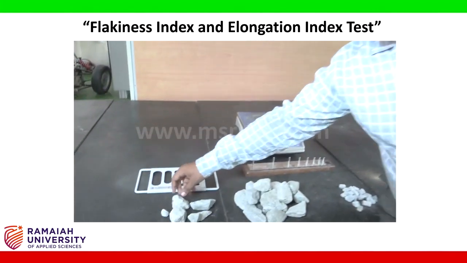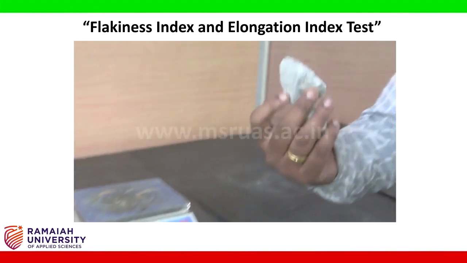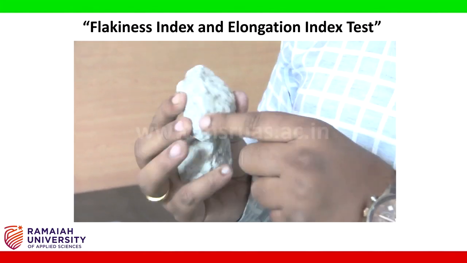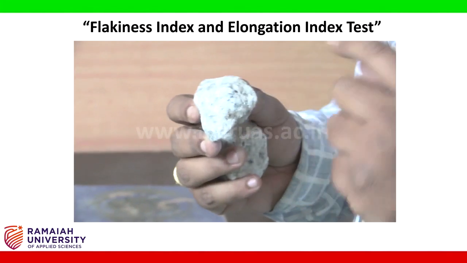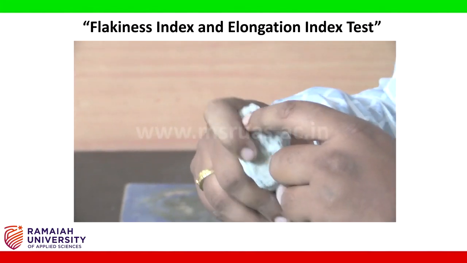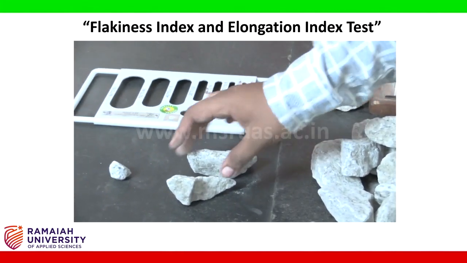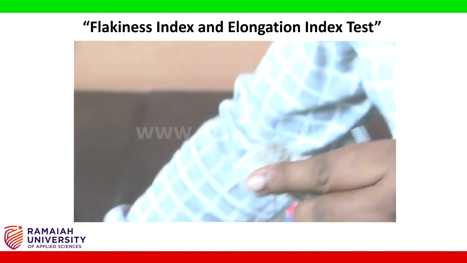The second type of aggregate we call a cubical aggregate. So what is this cubical aggregate? It has the corners, the cubical corners. So it also gives you good workability as well as good strength because of the interlocking properties.